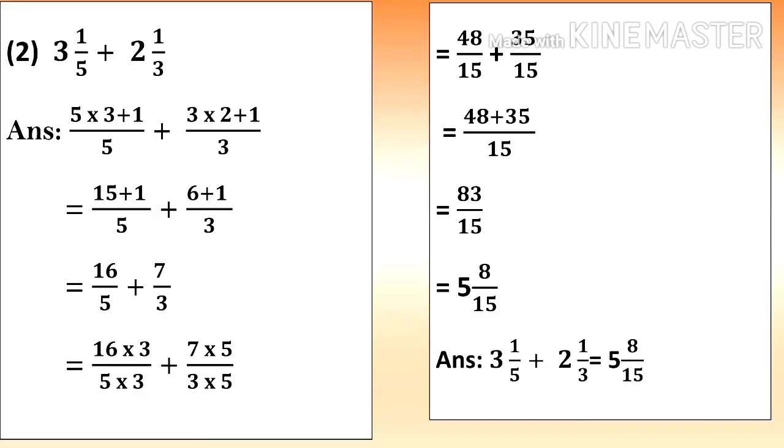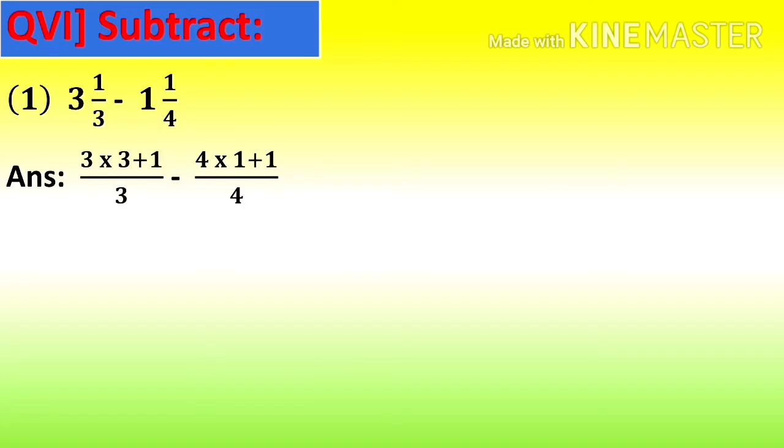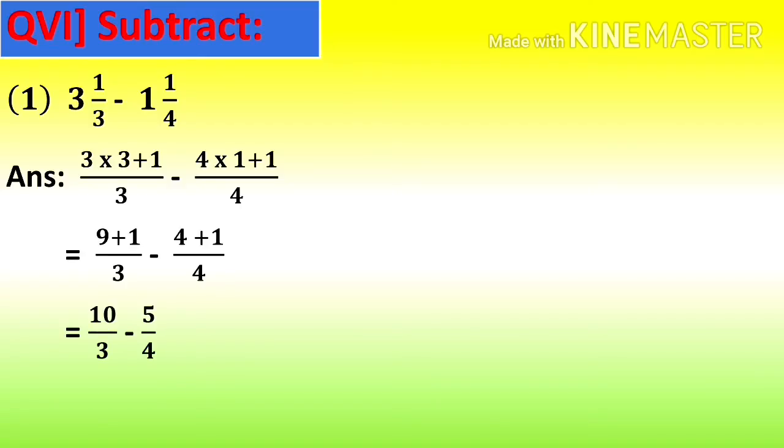Understood? Now let's see question number 6. Subtraction. The first question is given: 3 1/3 minus 1 1/4. First we will convert the mixed fractions into improper fractions. We get how much? 10/3 minus 5/4. Here again the denominator is not the same. So we will do the cross multiplication. 10/3 will be multiplied by 4 and 5/4 will be multiplied by 3.